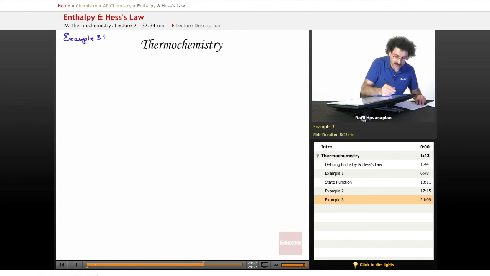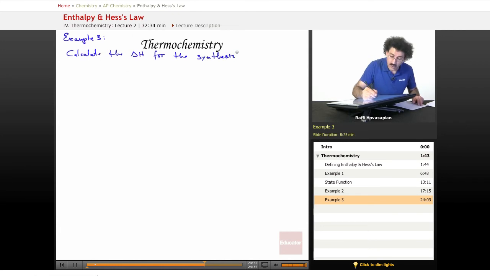Okay, calculate the delta H for the synthesis. This means formation of dinitrogen pentoxide gas, N2O5, from its elements.